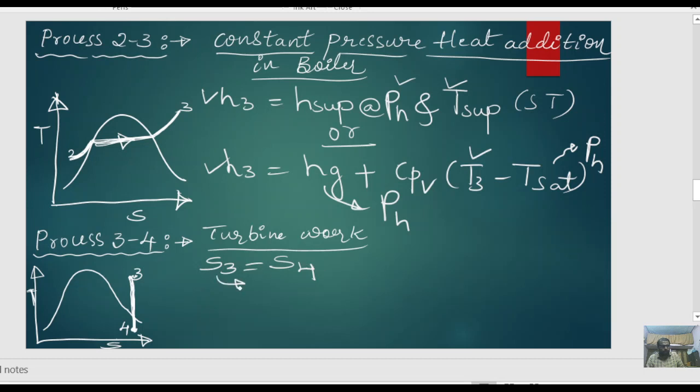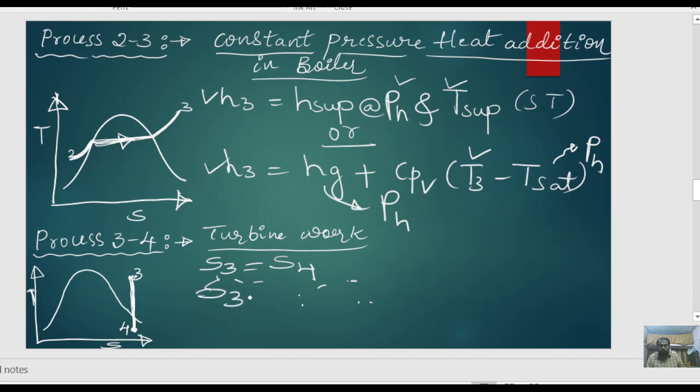So S3 we can take directly from the steam table. That is the entropy of superheated steam at higher pressure and superheated temperature. Okay, now we know the S3 value. Wait, I will rub this. Note this down. We know the S3.